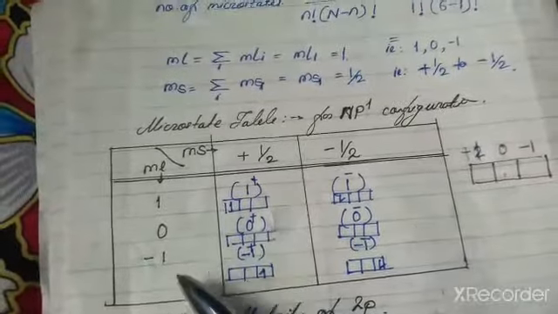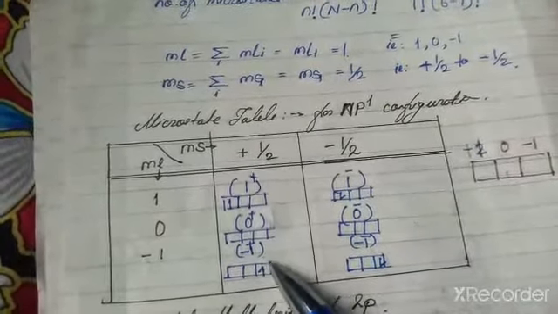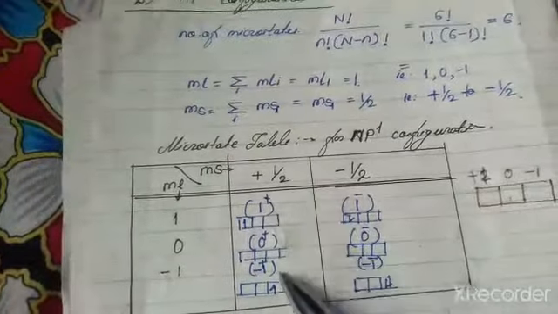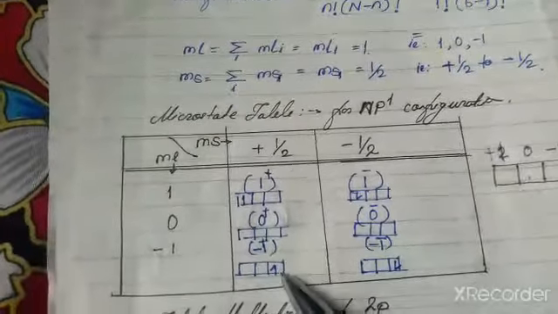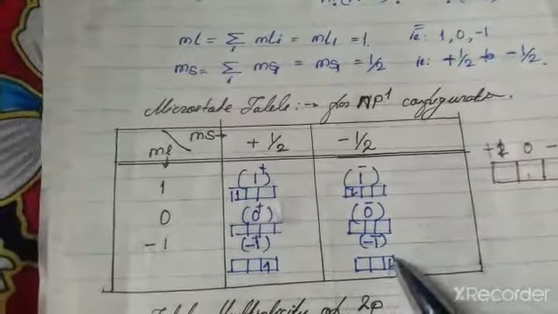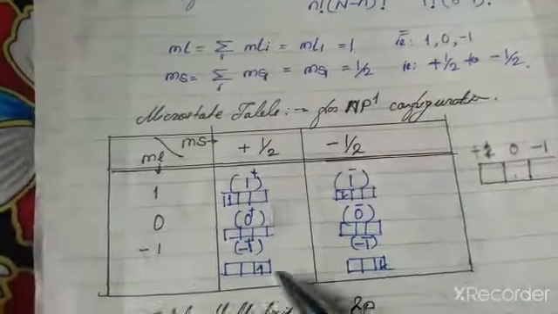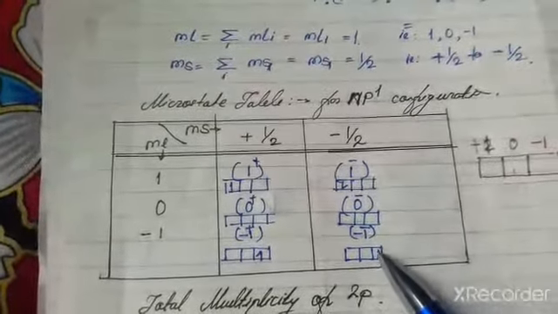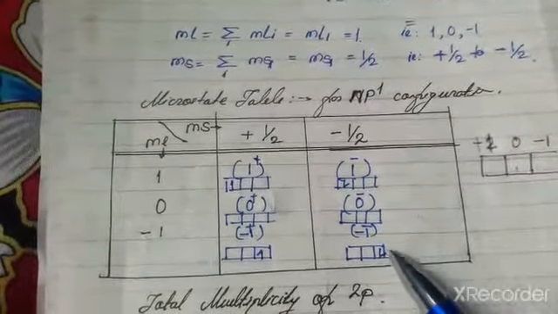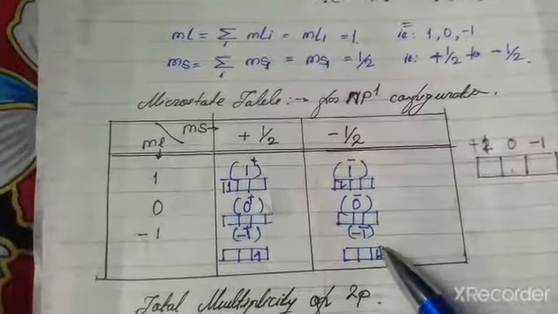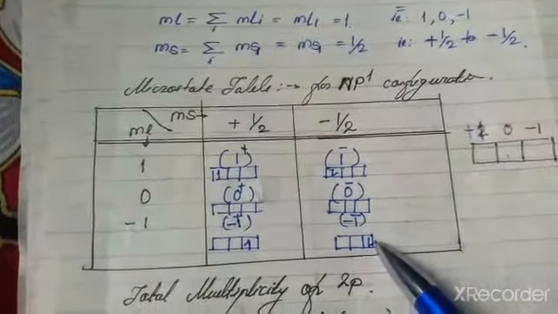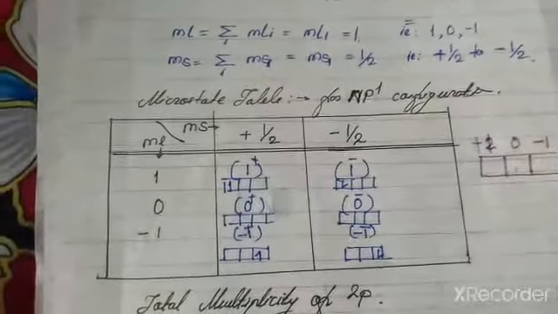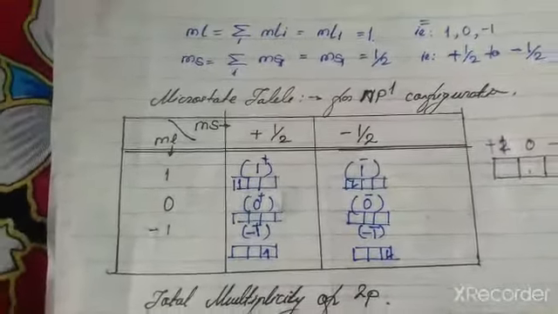So the ml value is negative 1, this shell is negative, and the ms value is positive 1 because this electron shows positive spin. In this case the ml value is also minus 1, but the spin is minus 1 by 2. That's why the electron is inverted. The position of that electron is inverted, or it gives opposite spin, that is negative spin. Okay, so this one is the microstate table of the np1 configuration.